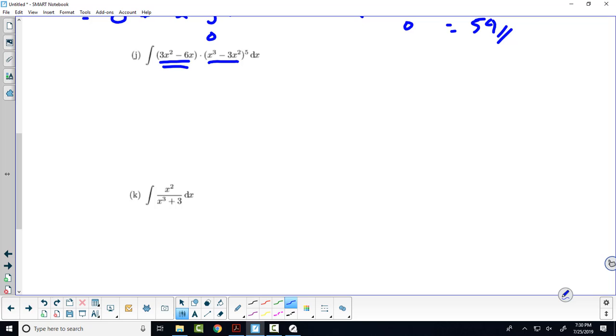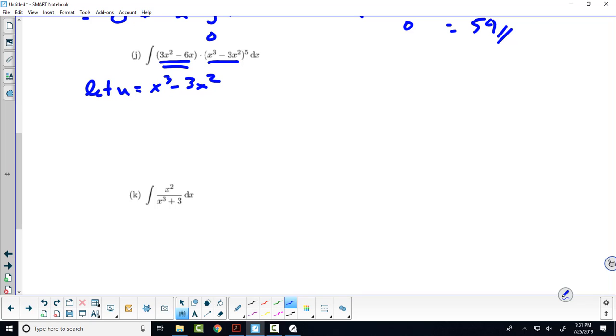What am I looking for? I'm looking for an expression and the derivative of that expression. So here's what we do. We go ahead and we say let U equal the expression. We let U equal x cubed minus 3x squared.